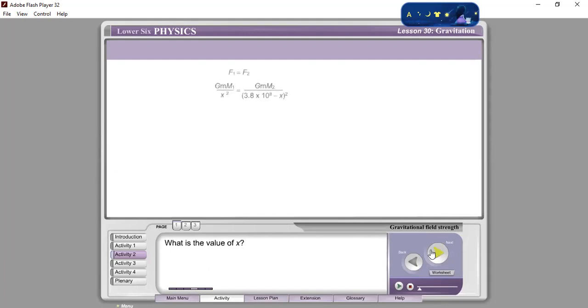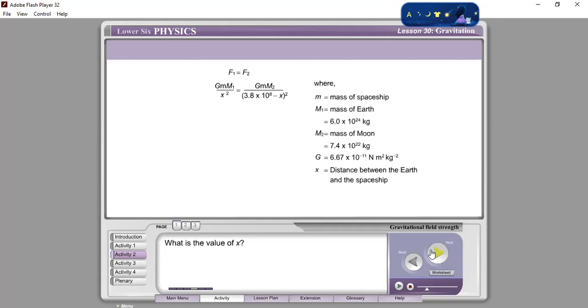What is the value of x? F1 equals F2. G, small m, big M1 over x squared equals G, small m, big M2 over (3.8 times 10 to the power 8 minus x) all squared, where small m is the mass of the spaceship, M1 is the mass of the Earth, which equals 6.0 times 10 to the power 24 kilograms, M2 is the mass of the Moon, which equals 7.4 times 10 to the power 22 kilograms, G equals 6.67 times 10 to the power -11 newton meter squared per kilogram squared, and x is the distance between the Earth and the spaceship.